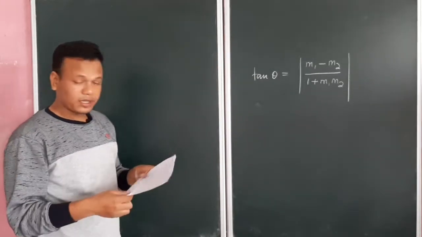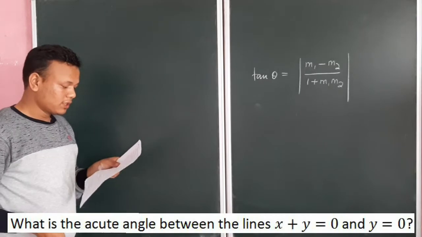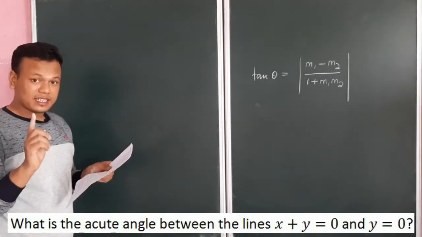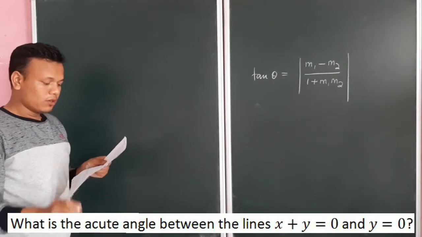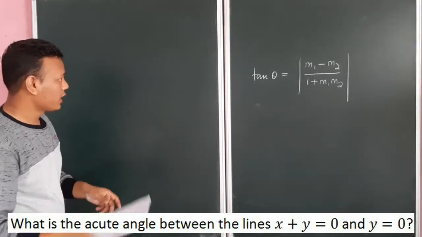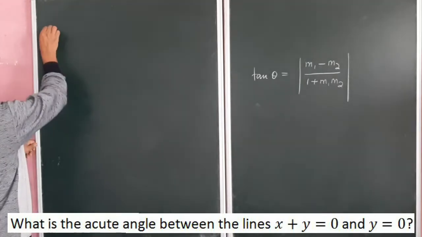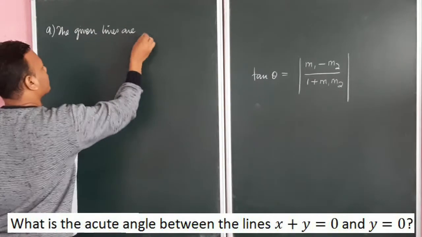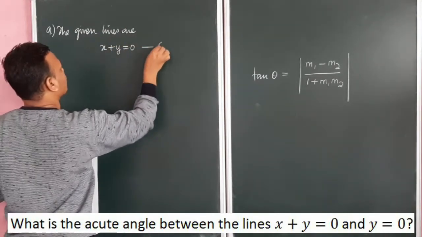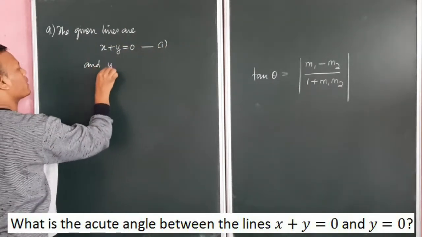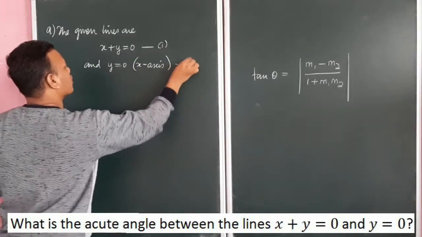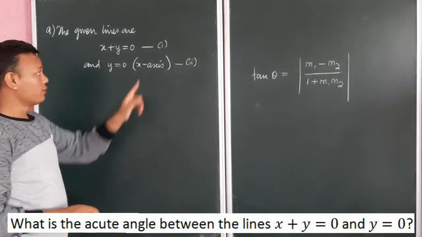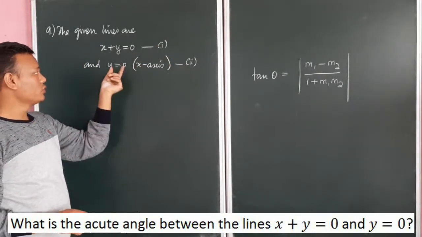For example, let me take question number 9. Question number 9 says, what is the acute angle between the lines x plus y equals 0 and y equals 0? So let me write what the given lines are. The given lines are these two. Let me call this equation 1 and this equation 2, and y equals 0 is the x-axis.